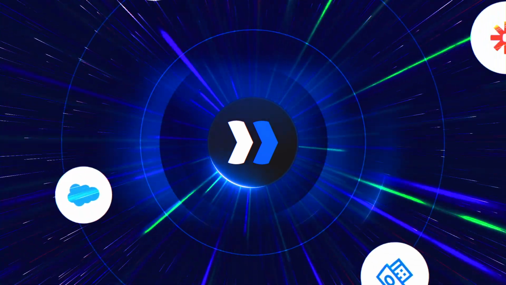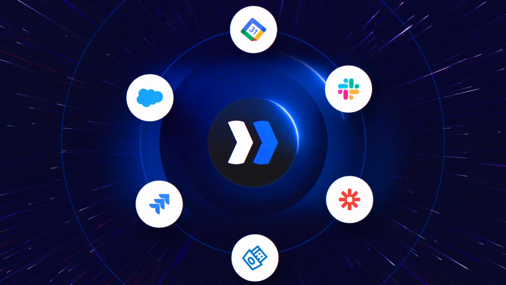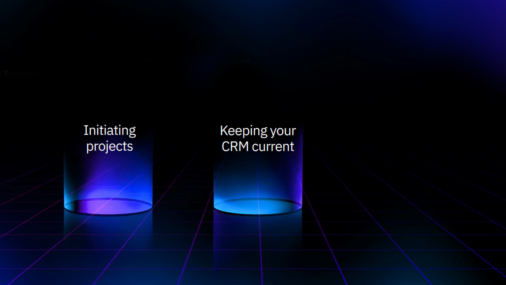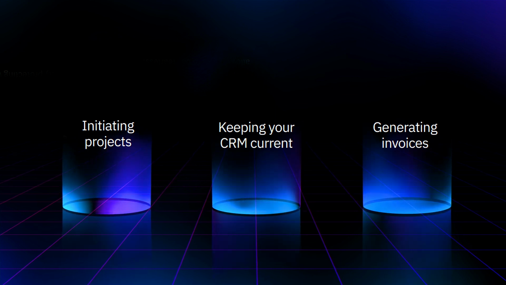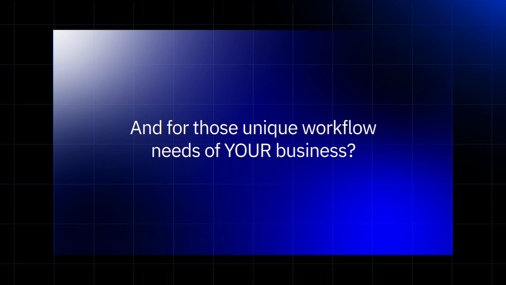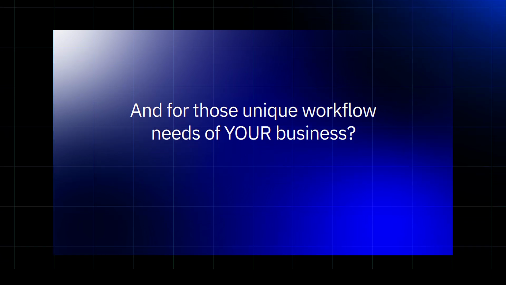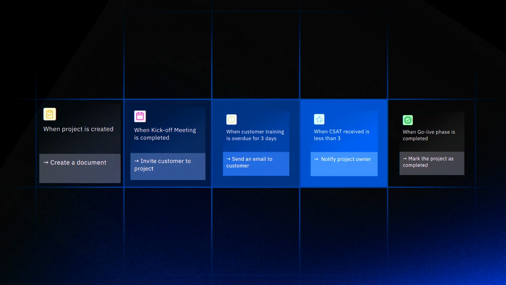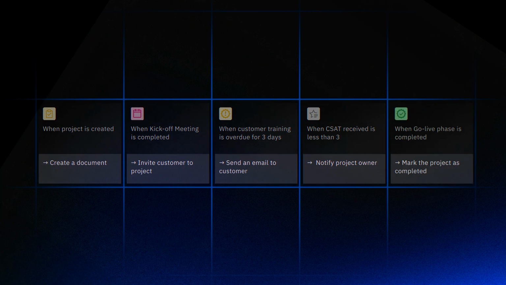With two-way integrations, bring your entire tech stack together. Initiating projects, keeping your CRM current, generating invoices, we've got it all covered. And for those unique workflow needs of your business, you can now build automation rules that run across projects, phases, tasks, and forms, ensuring every stage of your delivery is automated.